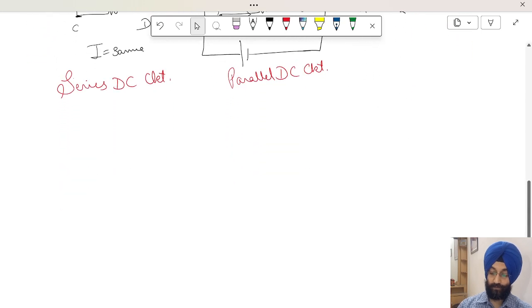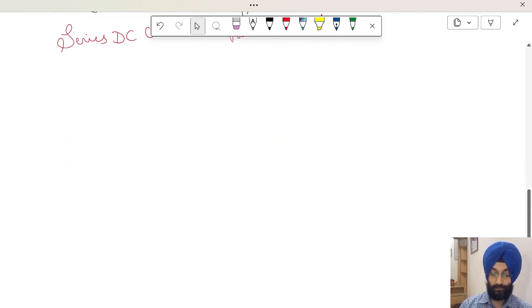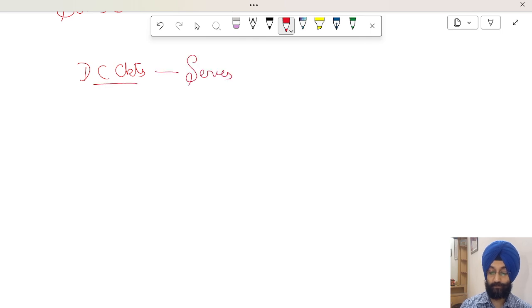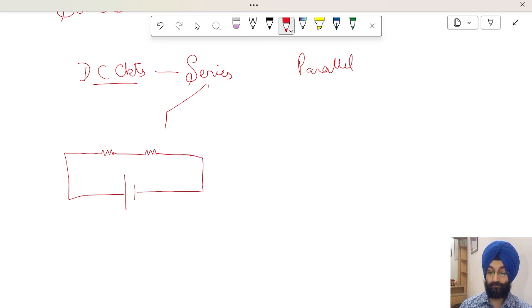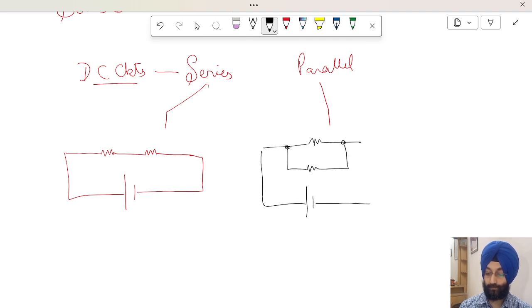Let us move further. Now we have understood there are two types of DC circuits, series and parallel. Series combination of DC circuits means there are two resistances connected in series and there is a voltage supply given to them. Parallel combination means we have two resistances but they are now connected in parallel and then there is a supply connected to them.